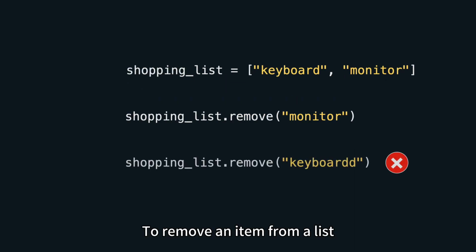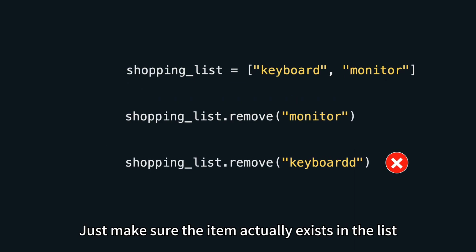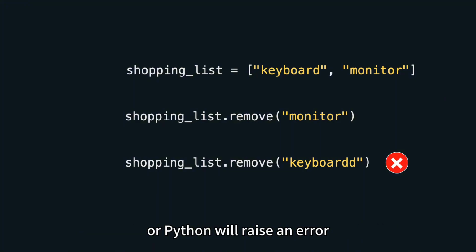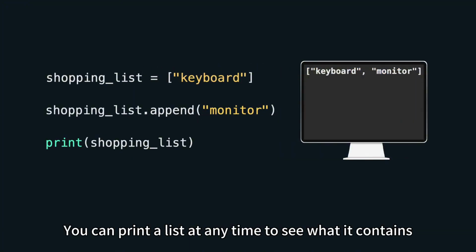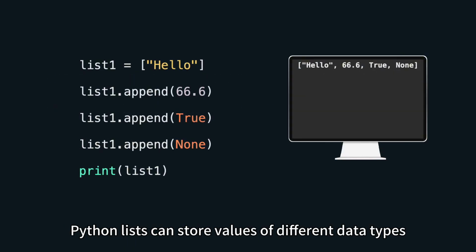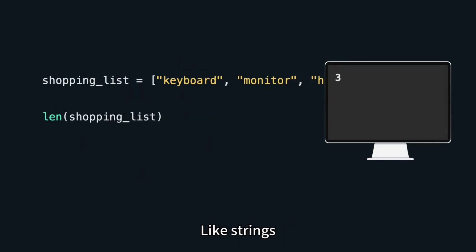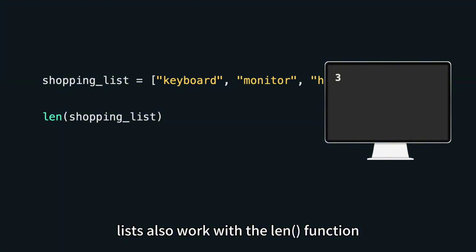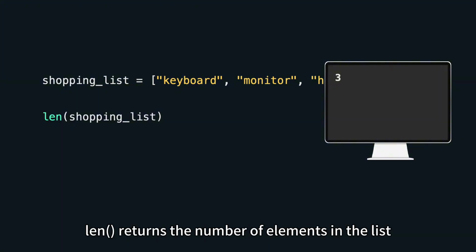To remove an item from a list, you can use the remove method. Just make sure the item actually exists in the list, or Python will raise an error. You can print a list at any time to see what it contains. Python lists can store values of different data types. Like strings, lists also work with the len function. Len returns the number of elements in a list.